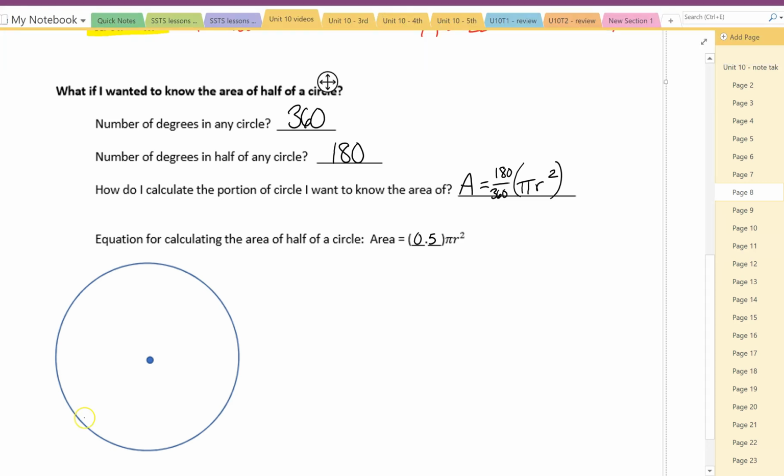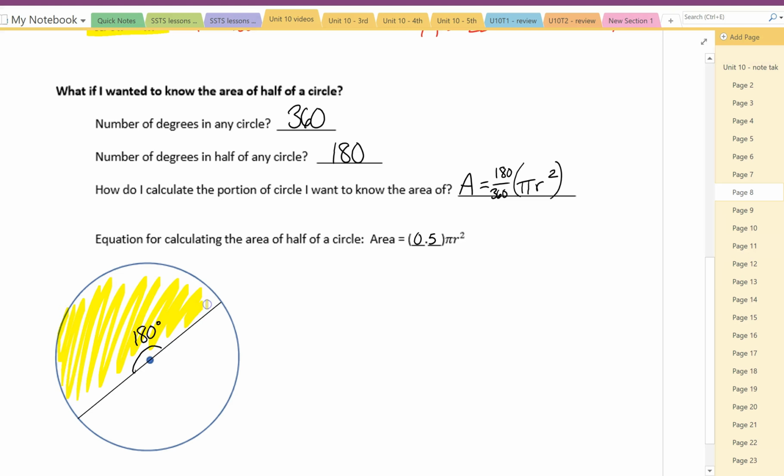If I have a diameter right here, I know that basically this angle is 180 degrees. So if I want to know the area just contained within this half of the circle, I'm going to use this formula right here. Just area equals half, or 0.5 times pi r squared. So let's say the radius in this circle is 5, just for an easy number. What I would do is say the area is equal to 0.5 times pi times 5 squared.